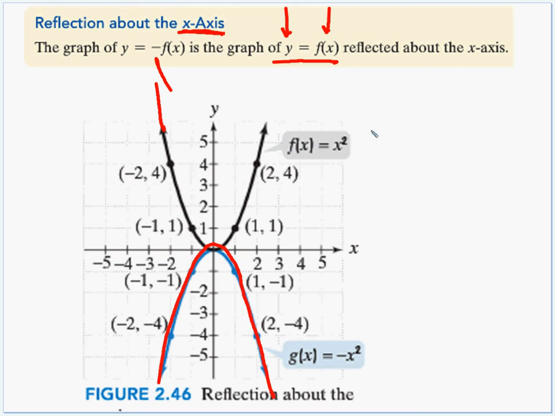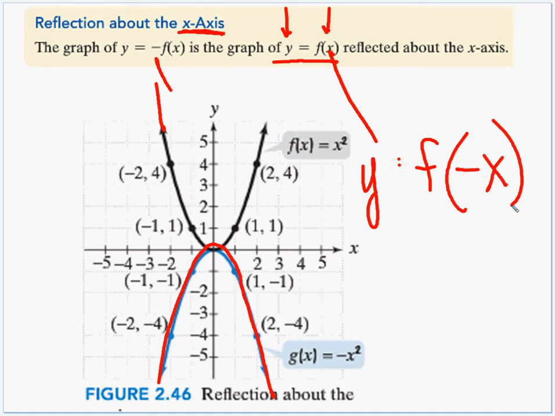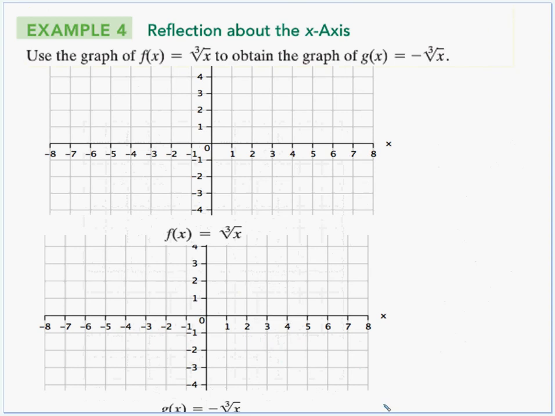To compare that to, if I were to put the negative in there with the x, y equals f of negative x, that is a reflection over the y-axis. So if the negation goes outside the function, it's over x. If you put the negative in there with the x inside the function notation, that's a y-axis reflection. So let's see what we got here.